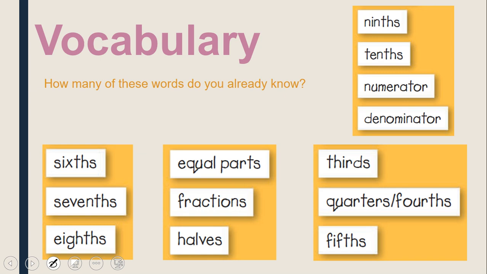So, vocabulary. Are there any of these words that you already know? We have 6th, 7th, 8th, equal parts. Oh, we're going to be talking about this today. We've introduced fractions, halves. I wonder if that means if I cut something in half. Yes, it does. 9ths, 10ths, numerator, we talked about. Denominator, thirds, I wonder if that's if we cut something in 3. Quarters or fourths, cut something in 4. 5th, cut something in 5.